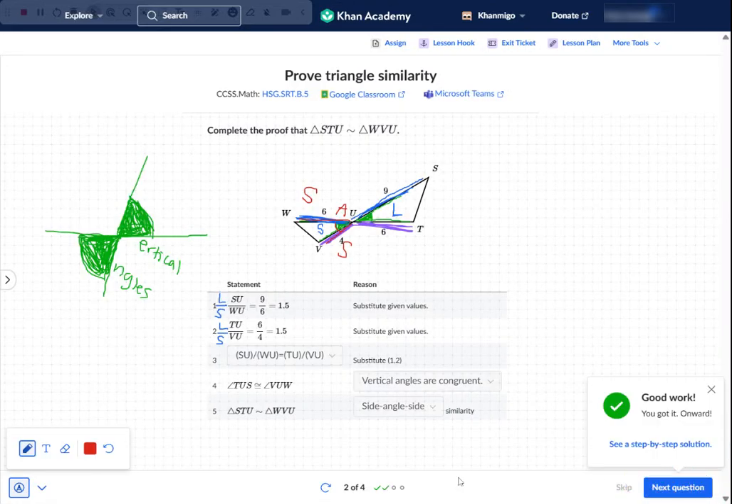Yay! All right, I'm not going to go through the last two with you. Try those last two on your own, but I hope this helps at least give you a strategy, a plan of attack on how to work through this on your own.